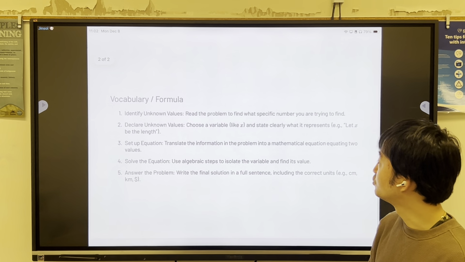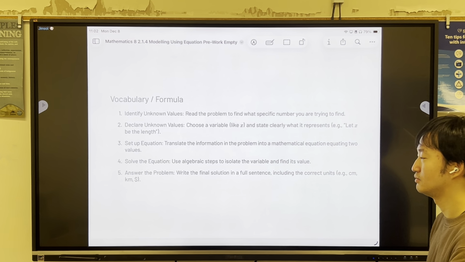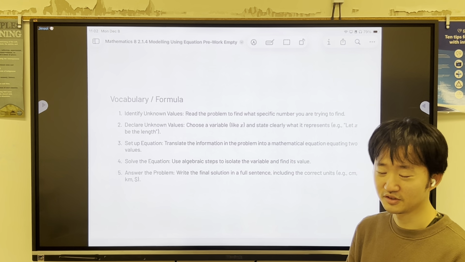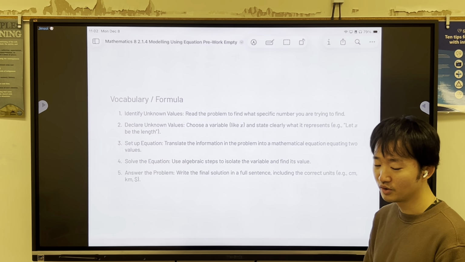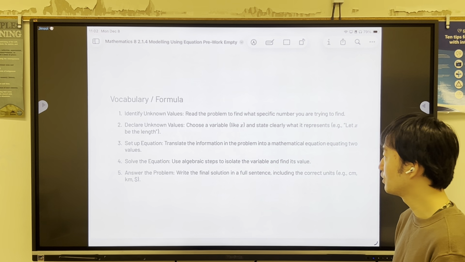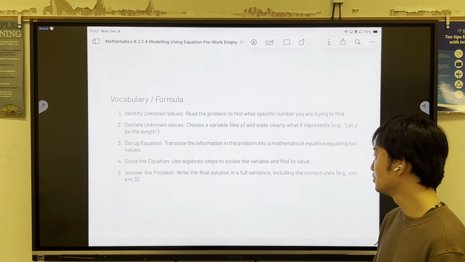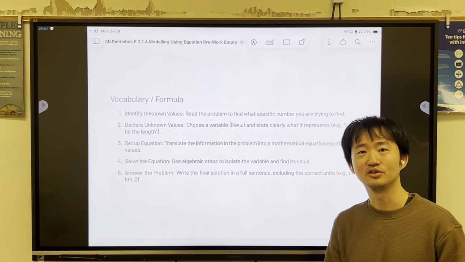Set up the equation is to translate the information in the problem into a mathematical equation. Usually the toughest part. And the fourth step is to solve the equation. We learned how to do the one-step equation and two-step equations. And finally, answer the problem: write the final solution in a full sentence, and include your units.